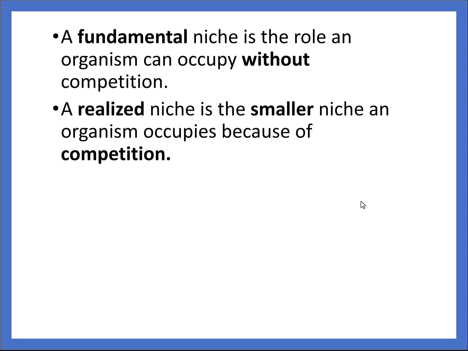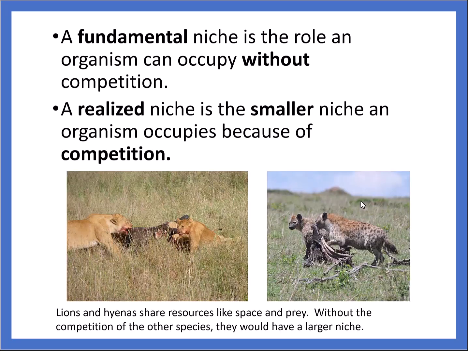A realized niche is the smaller niche an organism occupies because of competition. So here's an example. Lions and hyenas share resources like space and prey. Without the competition of other species, they would each have a larger niche. So there would be less competition for the hyenas from the lions, and they would be able to expand and eat prey elsewhere. Here, the lions are interacting with those hyenas and competing with them for prey, so they aren't going to be able to occupy the same role. They're not going to be able to expand their population as much because they're competing for prey.